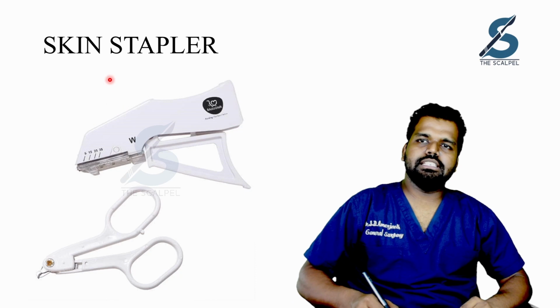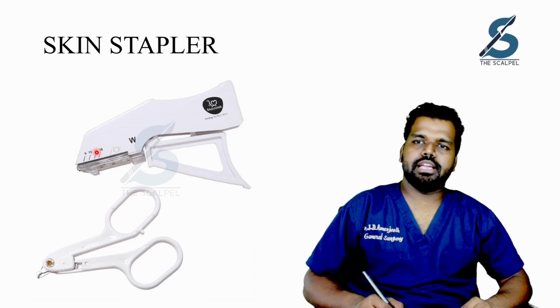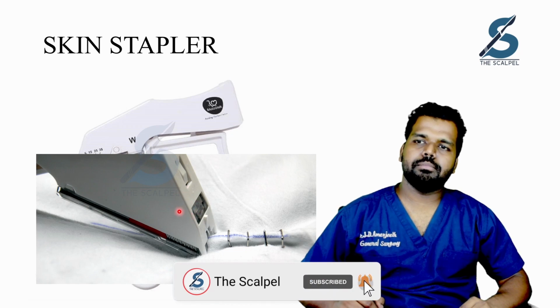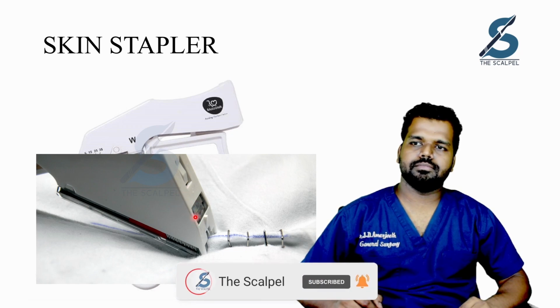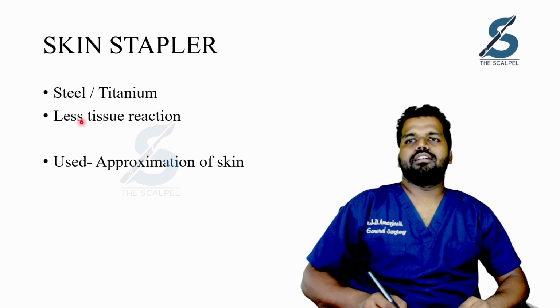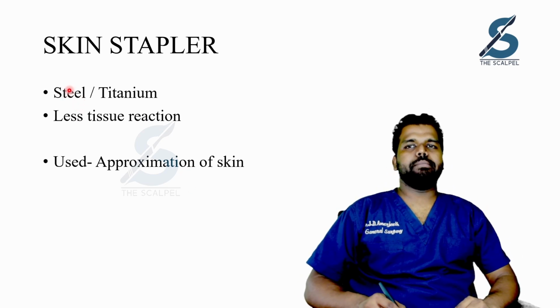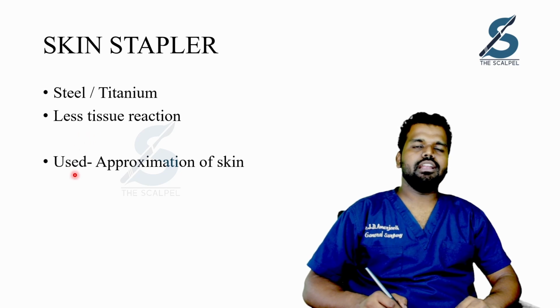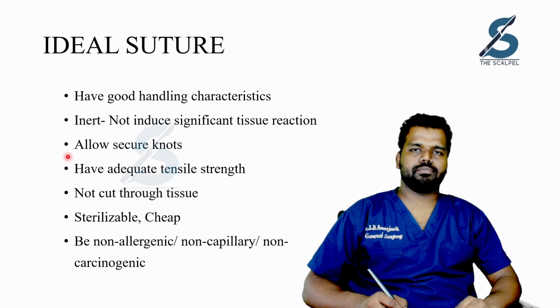The next one is the skin stapler. So this is a stapler and this is a stapler remover, and this is how the stapler machine works. Commonly the material is steel or titanium. It has less tissue reaction and it is used for approximation of skin.